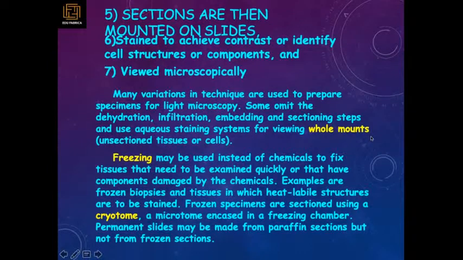So freezing can be used instead of chemicals to fix tissues that need to be examined. Examples are frozen biopsies, and tissues in which heat-labile structures are to be stained. And frozen specimens are also sectioned using a cryotome, a microtome in a freezing chamber.